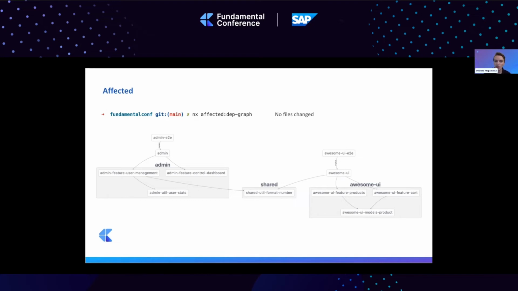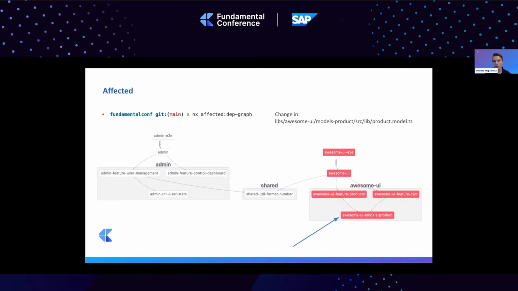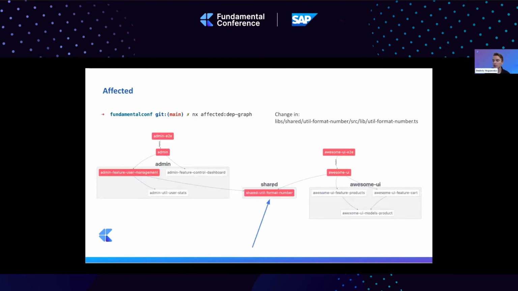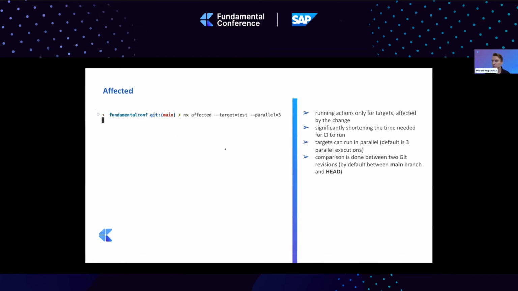And the cool thing is that you don't have to manually track those arrows because NX has another feature called affected that can do it for us. So if we run the NX affected dep graph command, we will see all these libraries conveniently highlighted in red for us. Same happens if we change a user management application in admin app. And for example, if we change a shared util, we will see that both apps are affected.